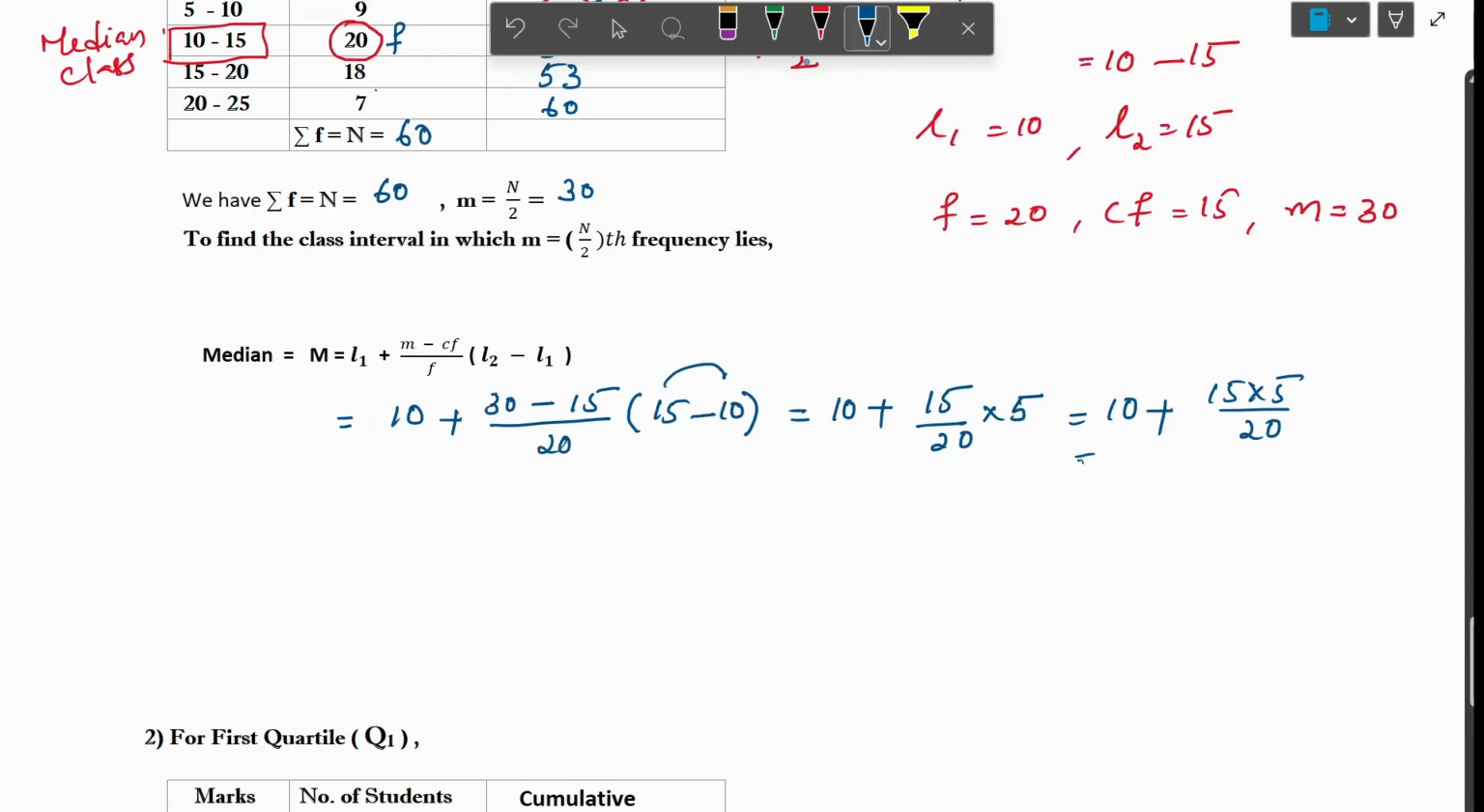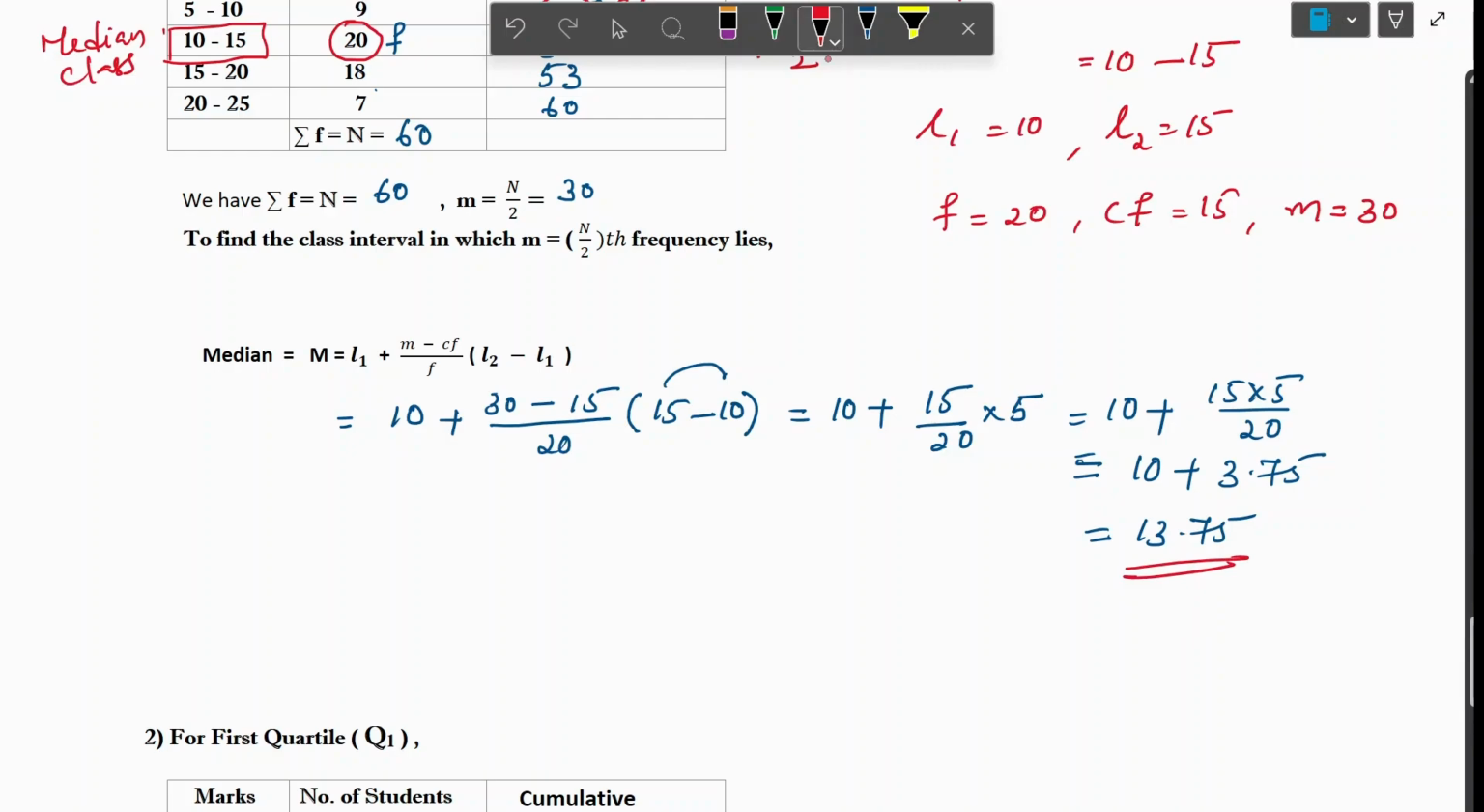With the calculator, calculate 15 into 5 divided by 20. You are going to get 3.75. Therefore, the answer is 13.75, that is your median. Therefore, this is one more example.